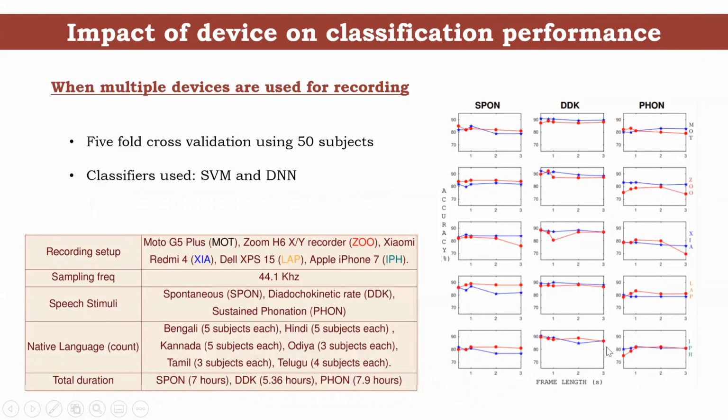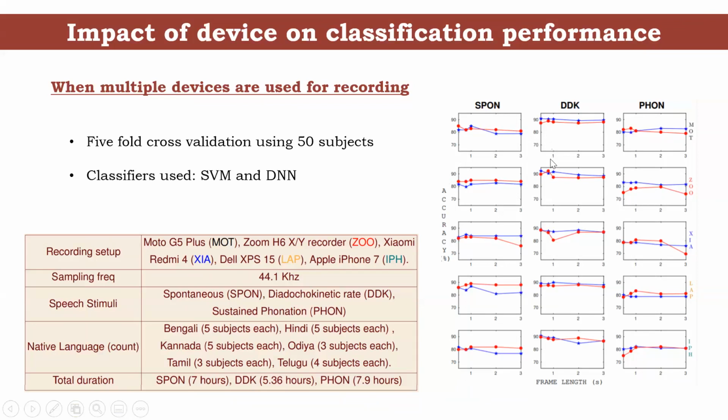And what you see here, the columns are these 3 speech tasks: spontaneous, DIDK with the diadokinesis, and phonation, sustained phonation. And on the rows are the device names: Motorola, Zoom, Xiaomi, laptop, and iPhone. What is plotted here is the F-score and the accuracy with the chunk size. I think both are F-score. I think these are with two different models, the SVM and DNN. So with SVM and DNN, you will get the accuracy by using a certain chunk for computing features.